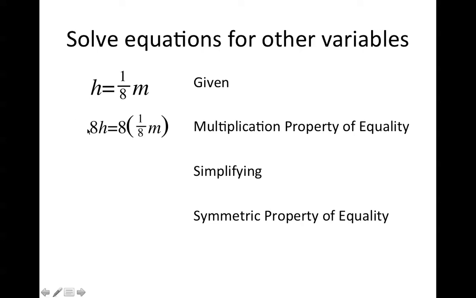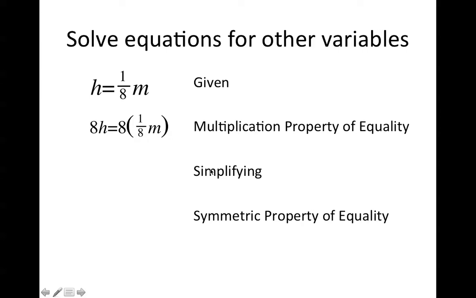So on one side we write 8 times h. Notice we don't need to use that multiplication dot. And on the other side we write 8 times whatever was already there, 8 times this whole expression. And we use parentheses here because we can't just write 8 1/8. That would look like 8 and 1/8. We could have used a multiplication dot, but in algebra we tend to use parentheses instead of a multiplication symbol.